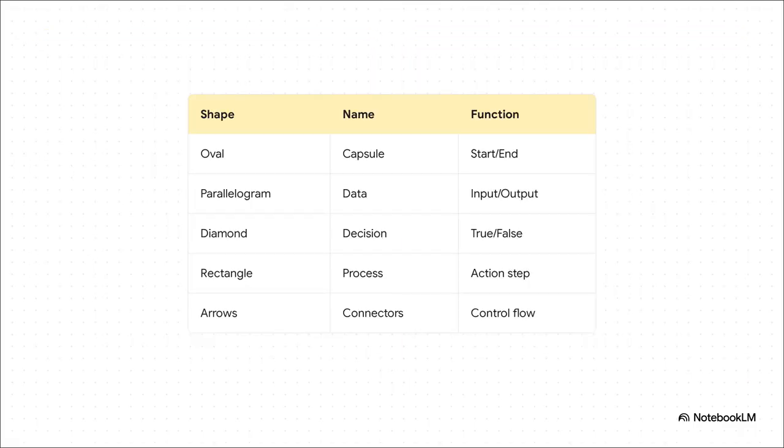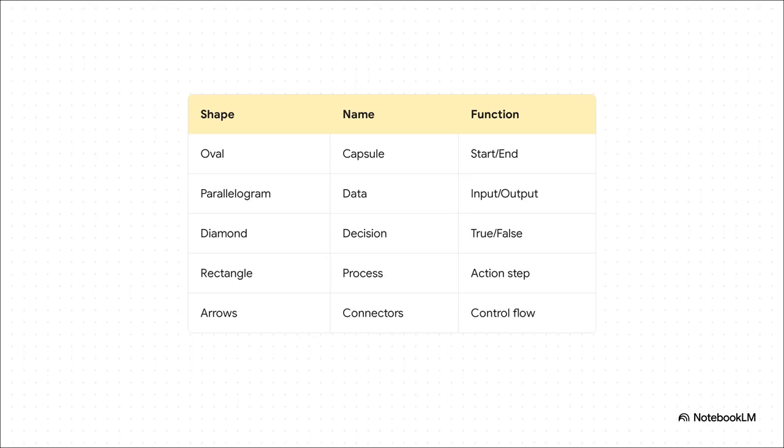For this explainer, we're really going to lean into the visual side. Let's do a quick run-through of the visual grammar of a flowchart. You've got your oval capsule, which marks where the whole thing starts and stops. Parallelograms handle your data, inputs and outputs. The diamond? That one's absolutely crucial. It's your decision point for true or false branching. The rectangle is your workhorse. It represents a single process or action.